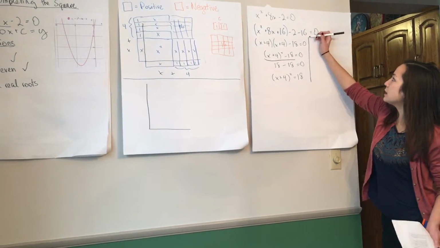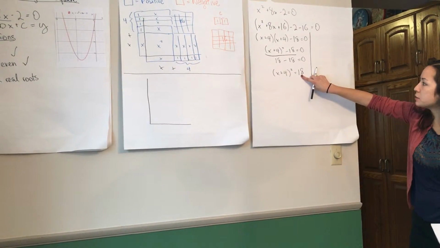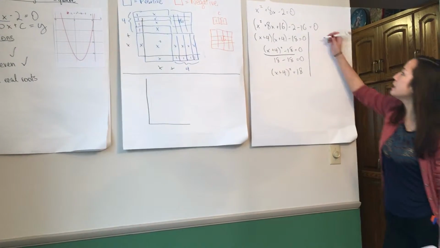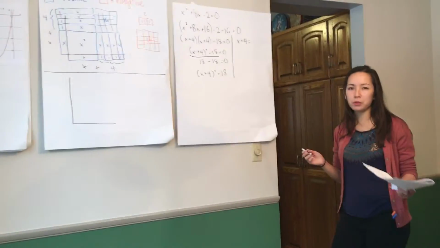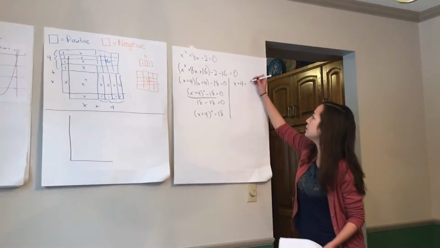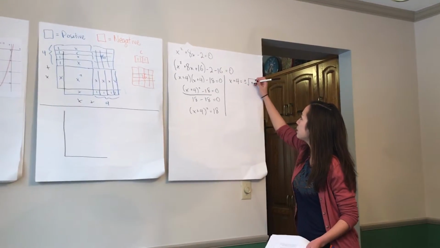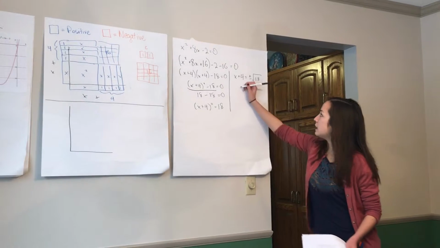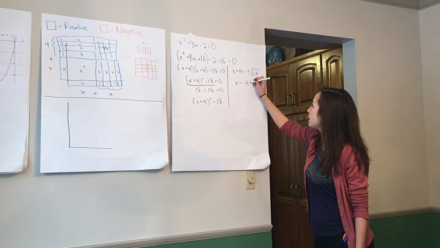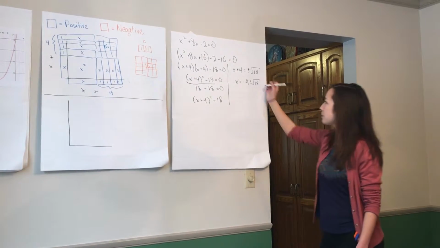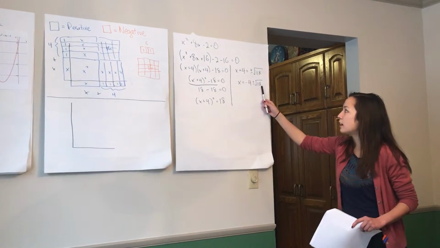So I'm going to shift up here. We have (x plus 4) squared, we take the square root of both sides. So we get x plus 4 equals, when you take the square root, remember you get a positive and a negative root. So plus or minus the square root of 18. And then we subtract 4 from both sides. So you get x equals minus 4 plus or minus the square root of 18. So these are our roots.